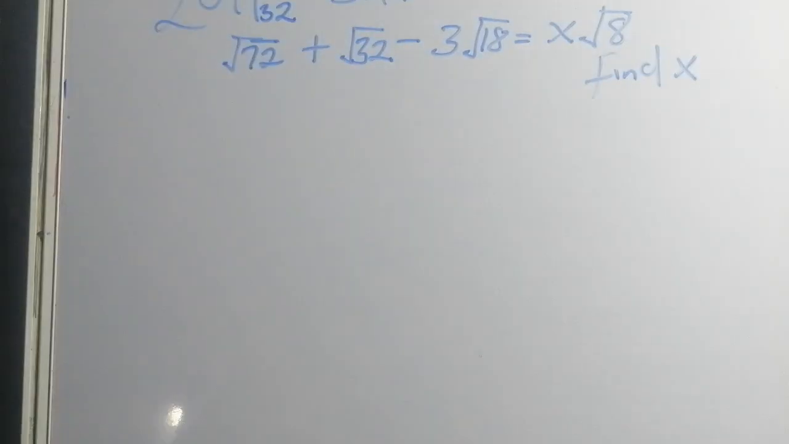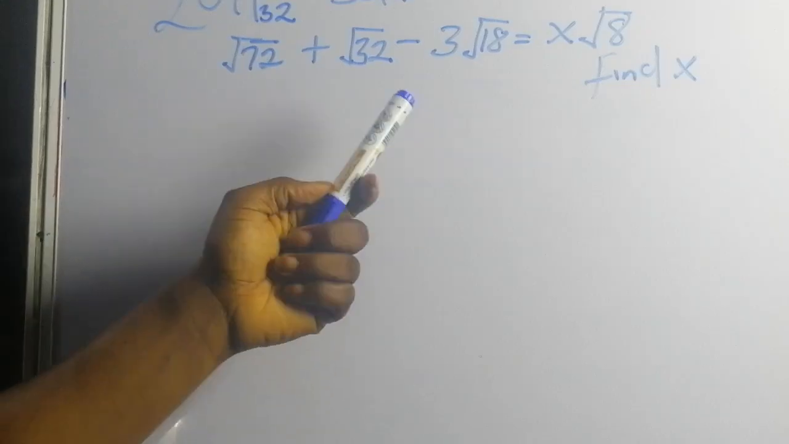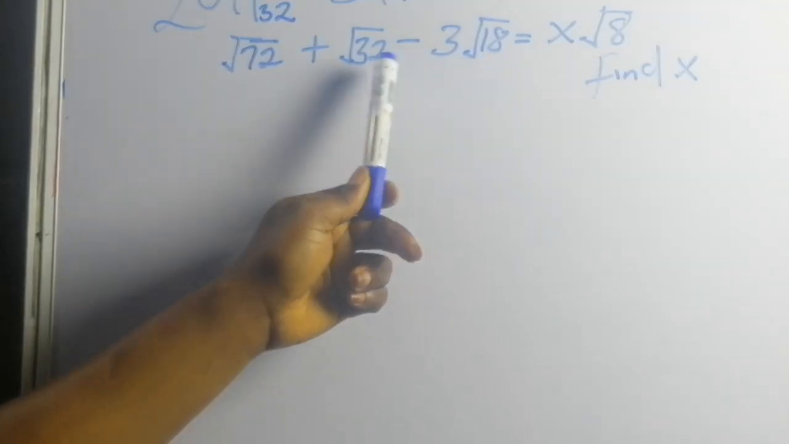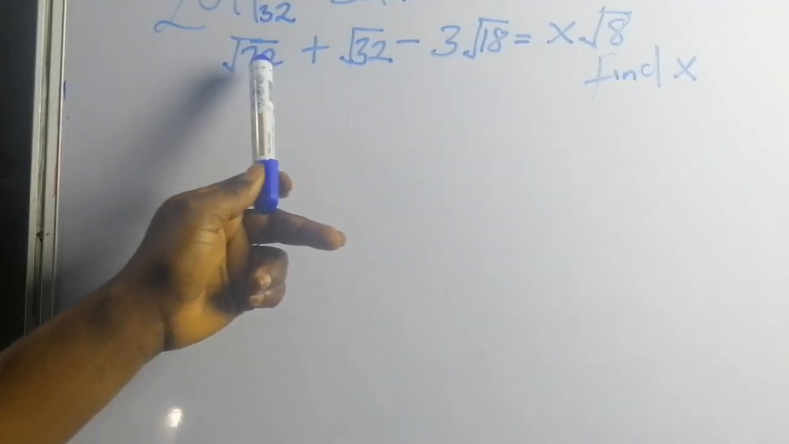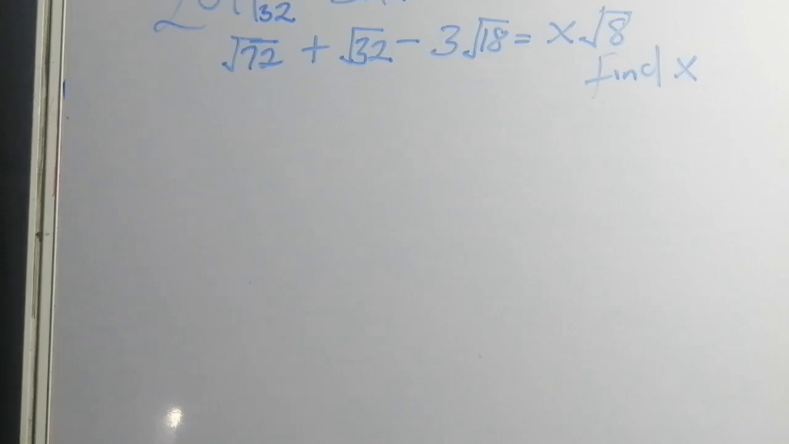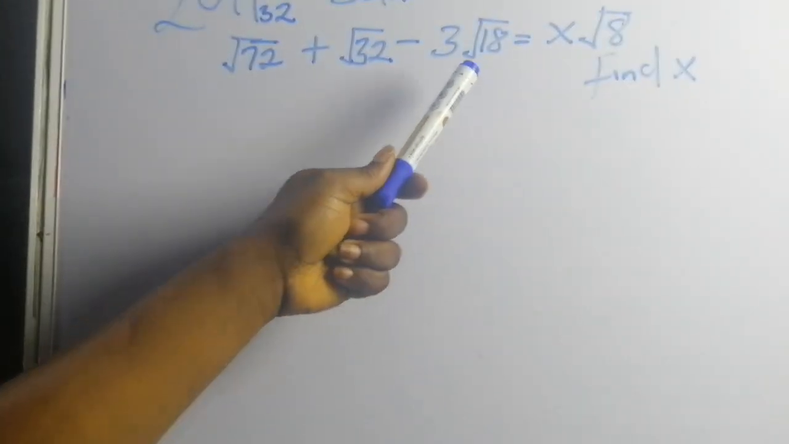The question you need to ask yourself when you see this kind of question is, how do I solve it? The law of addition and subtraction on surds states that before you can add or subtract, they must have the same value inside the square root. This is 8. Can I have 8 here? 8 times 2 is 16, no, it's not possible. 8 times 4 is 32. Look at it very well. There's something I can do to have them equal inside the square root.